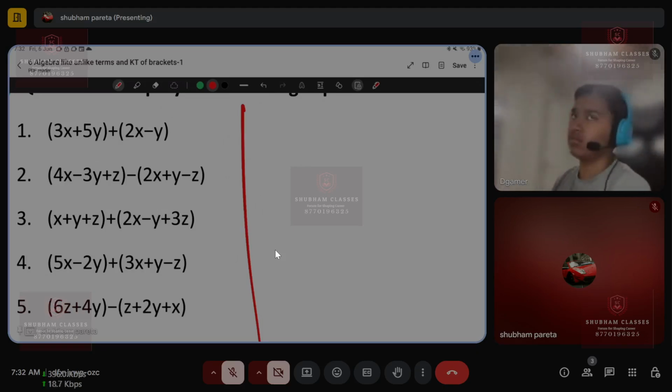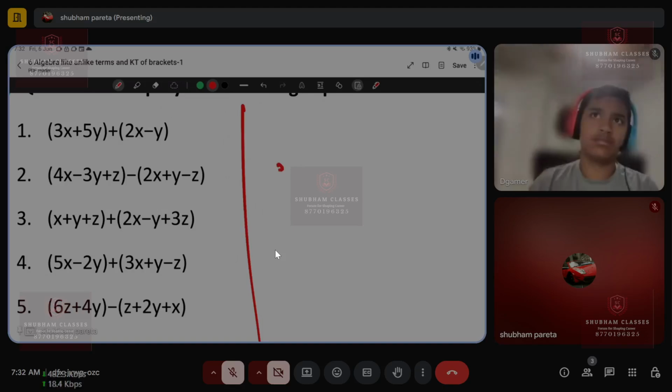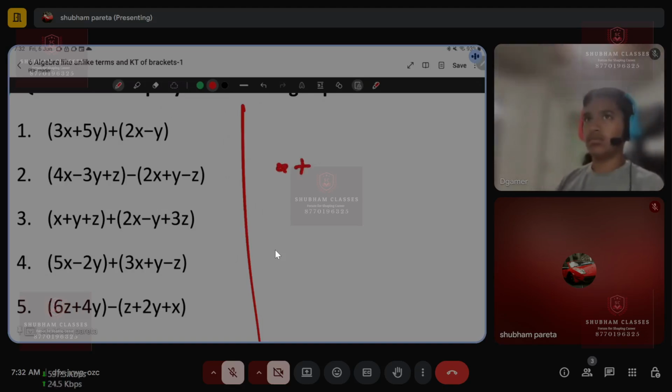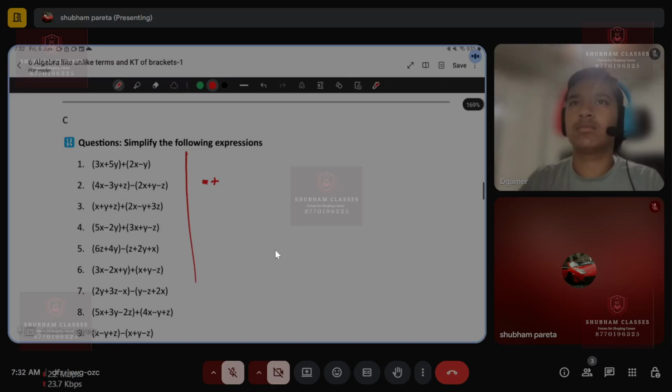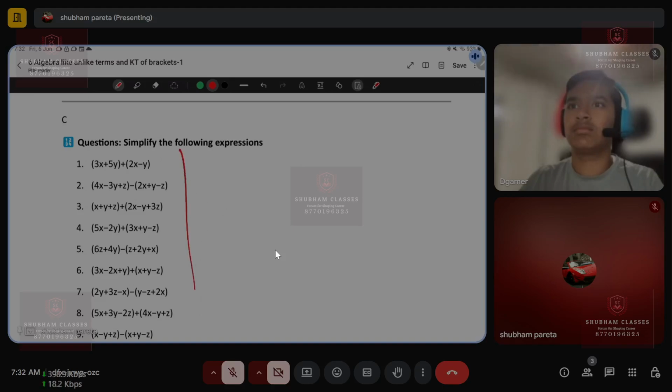The issue is that, for example, there is x plus, let me reduce the font. I think my stylus is not working properly. I hope whatever I'm writing on the screen you can easily see.